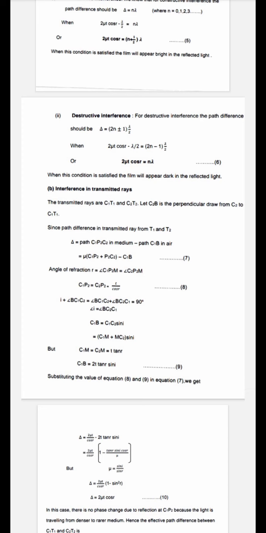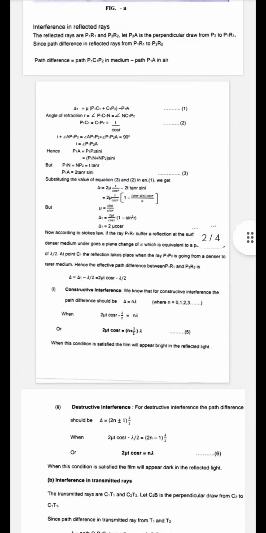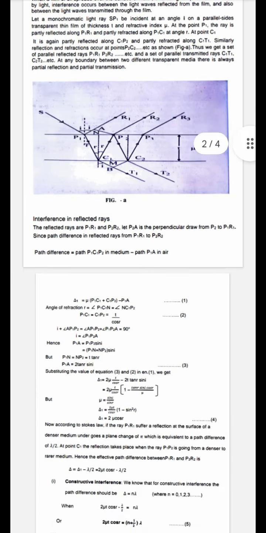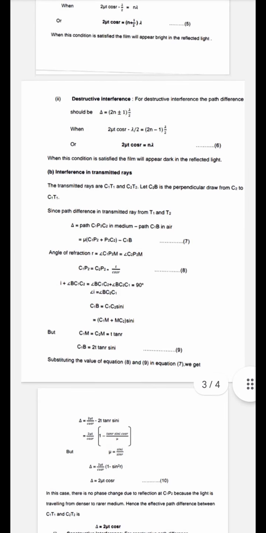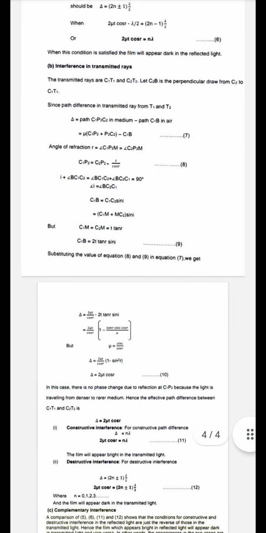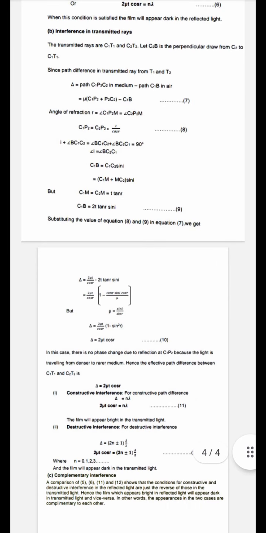The transmitted rays C1T1 and C2T2 form the transmitted system. Let C2D be the perpendicular drawn from C2 to C1T1. After drawing the perpendicular, we get a path difference of 2t tan r sin i. This is the value of the path difference that we got.